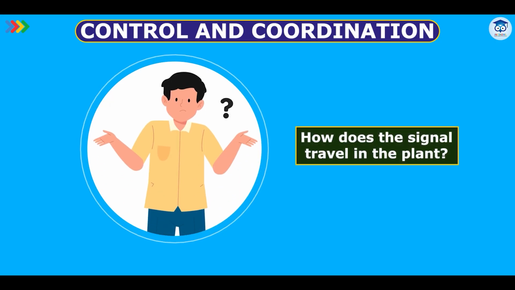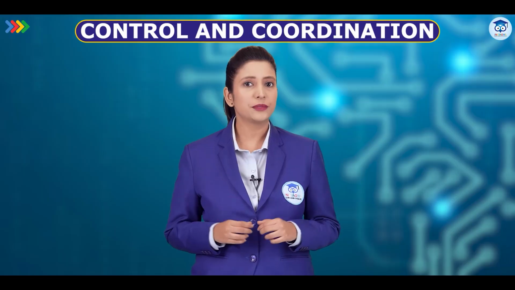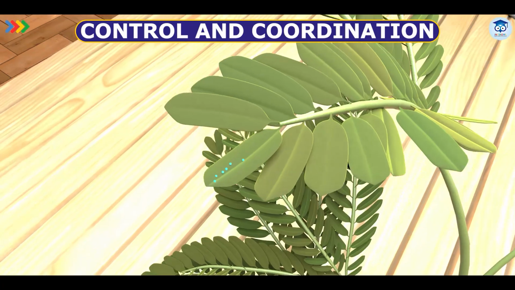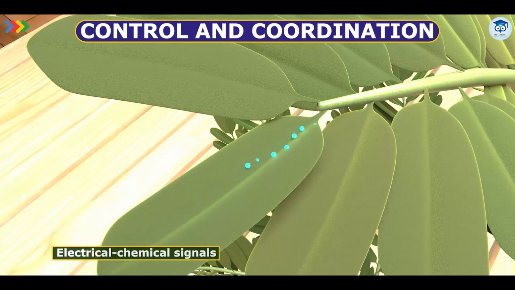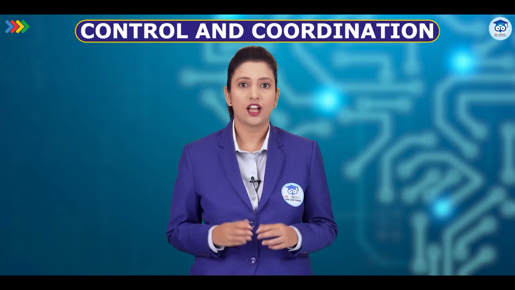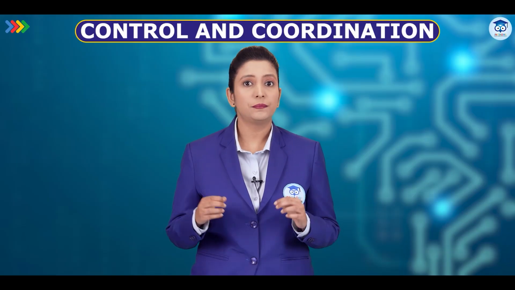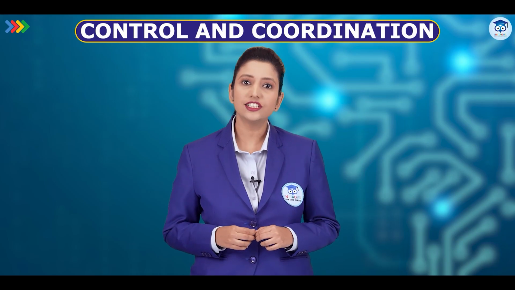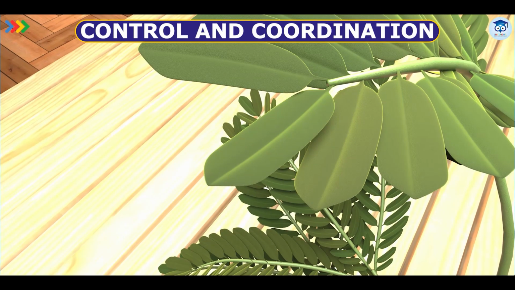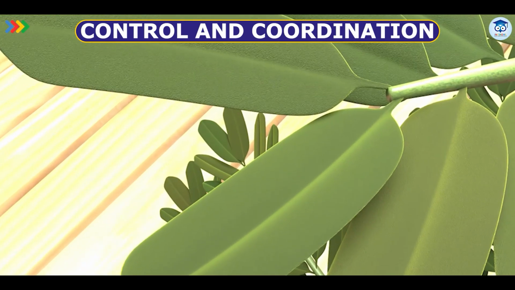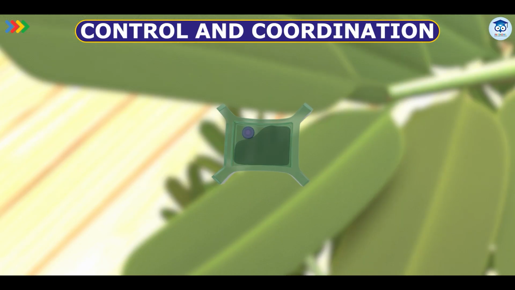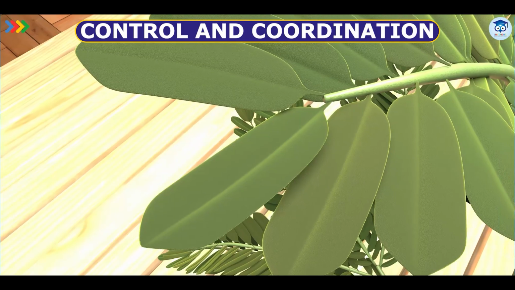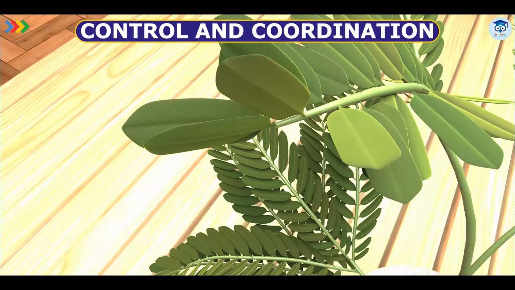But how does this signal travel in the plant? The information that the plant has been touched travels from cell to cell using electrical chemical signals. However, unlike animals, plants don't have specialized neurons, so the transmission is slower. Once the signal reaches the base of the leaf stalk, the pulvinus, the motor cells in that region suddenly lose water, reducing their turgor pressure. As these cells shrink, the leaf bends or collapses.